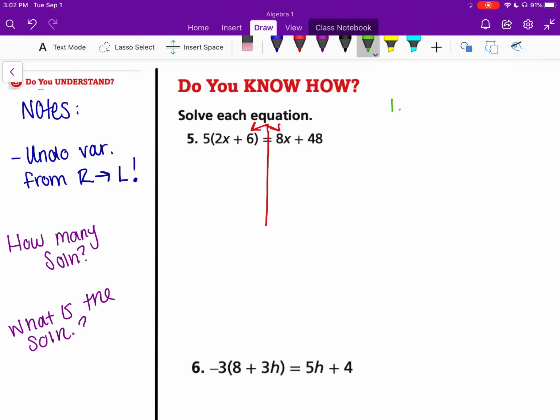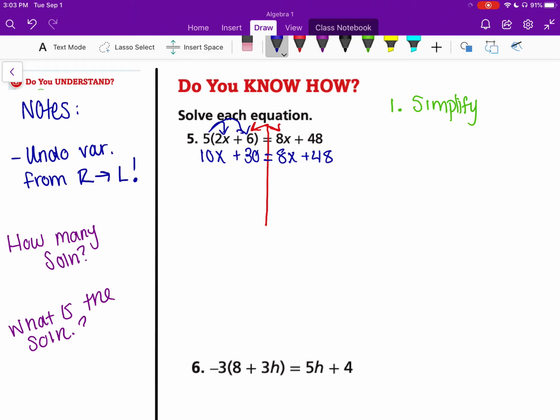The first thing you need to do is simplify on both sides, before we ever start to combine like terms with the variables. What I notice on this problem is I see some parentheses with a 5 in front of it, which means I can distribute and multiply that 5. We're going to do that first. 5 times 2x would be 10x. 5 times 6 would be 30. And then I would bring down my 8x plus 48.